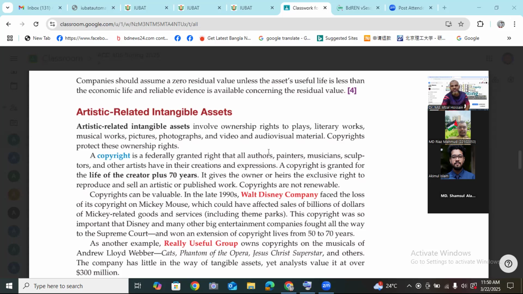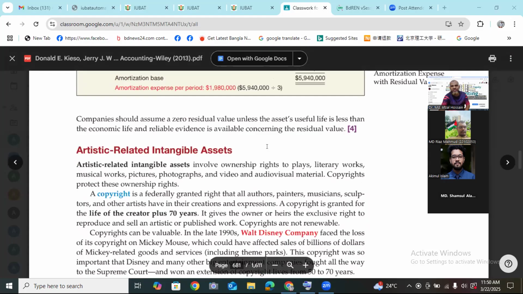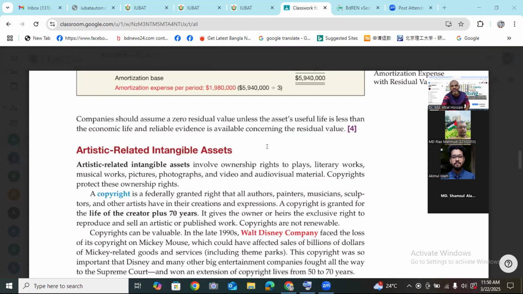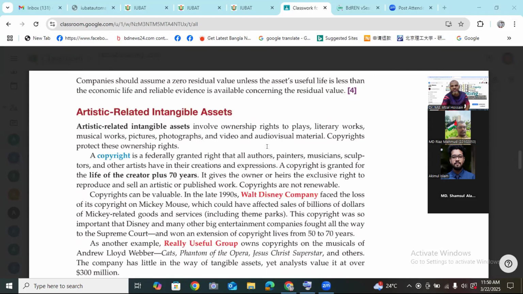Even a book, say for example Humayun Ahmed's books, he already copyrighted it, and all the franchise amount goes to his beneficiaries. Say for example, his wife or his son, they get this amount from his book, even after his death. Okay.